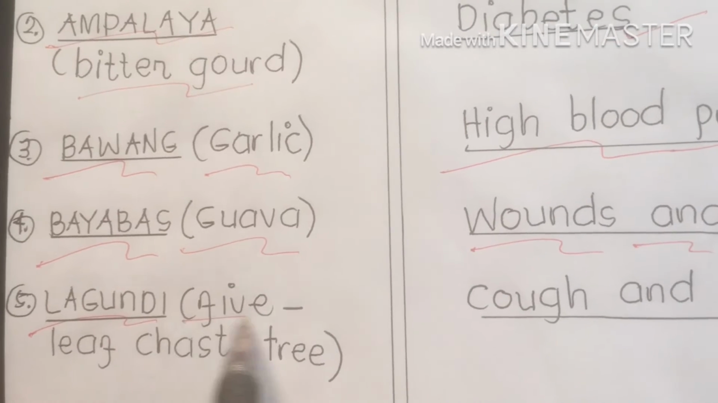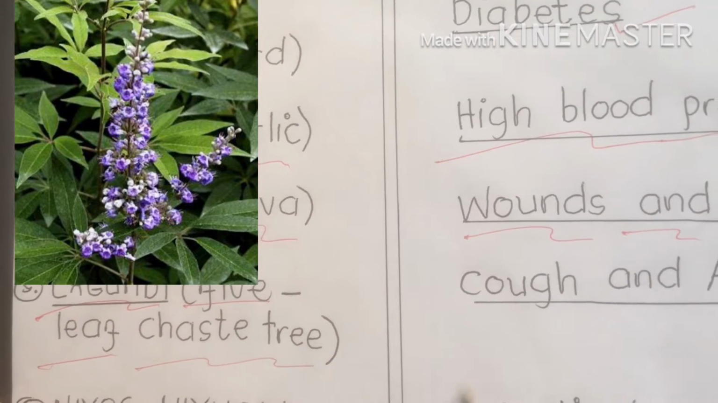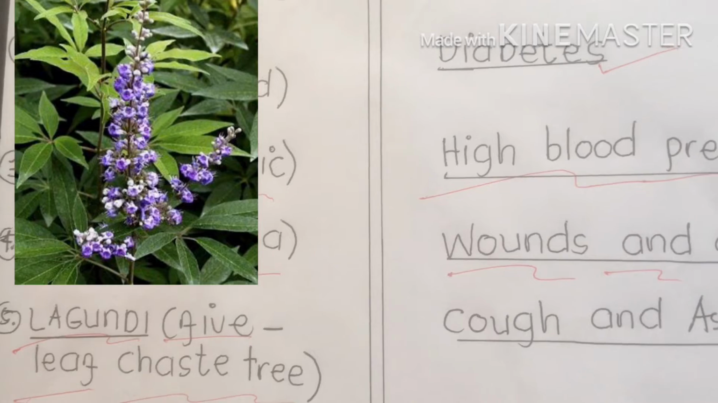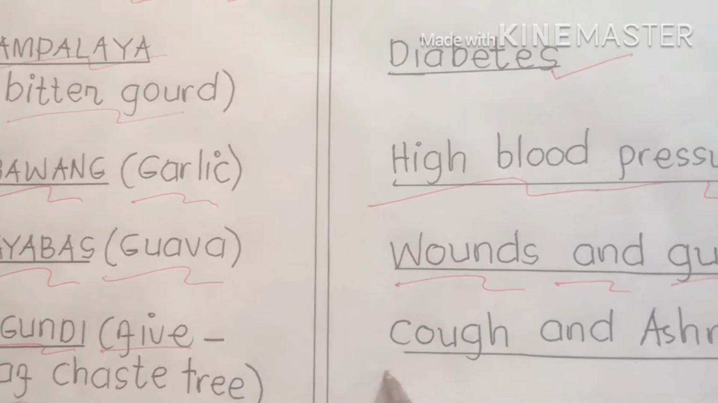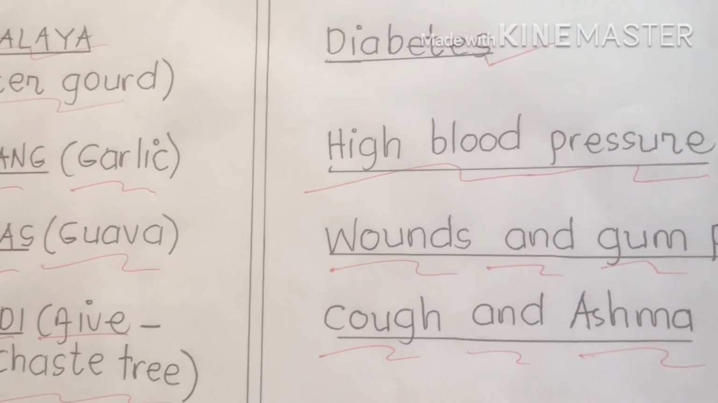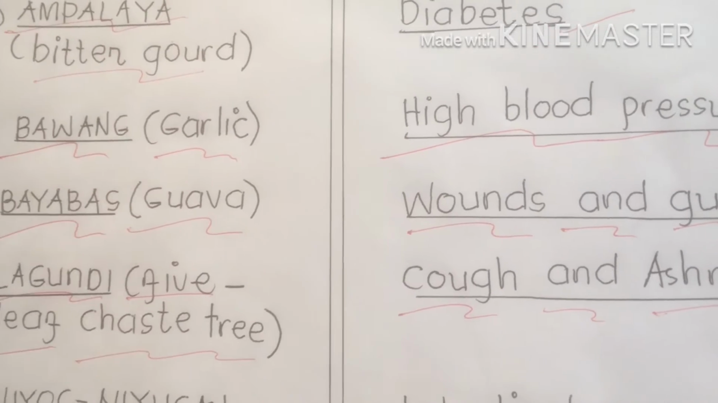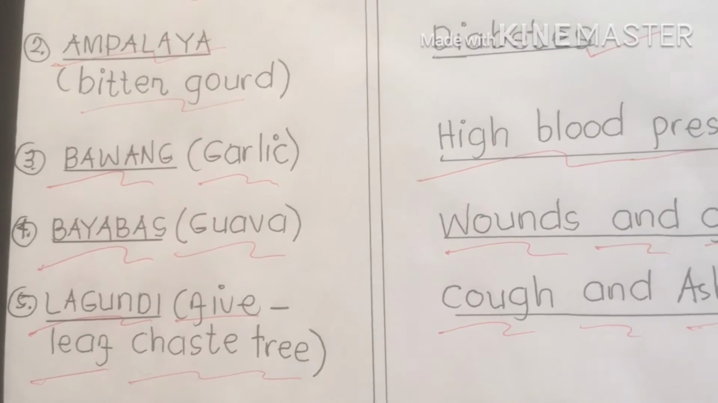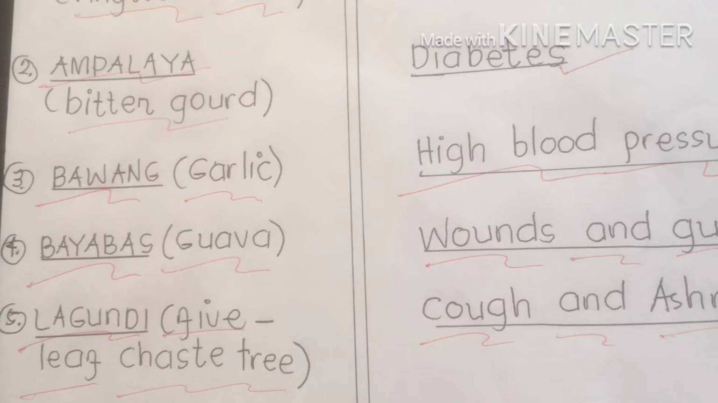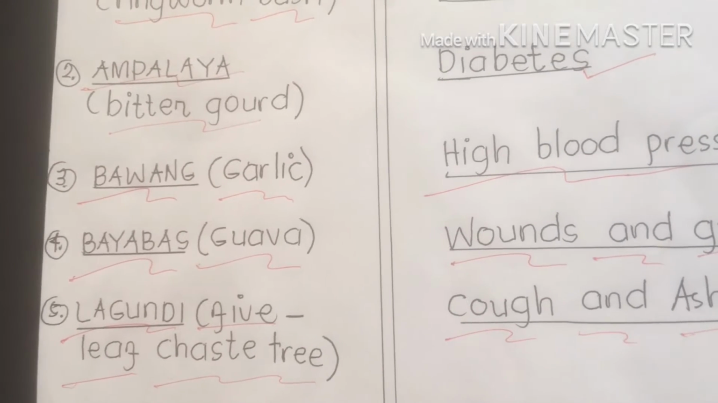Lagundi or five-leaf chest tree. Ailments relief treated: it's for cough and asthma. Wow, it's so good, my dear students, to know the different functions and common names of these herbal medicines for us.